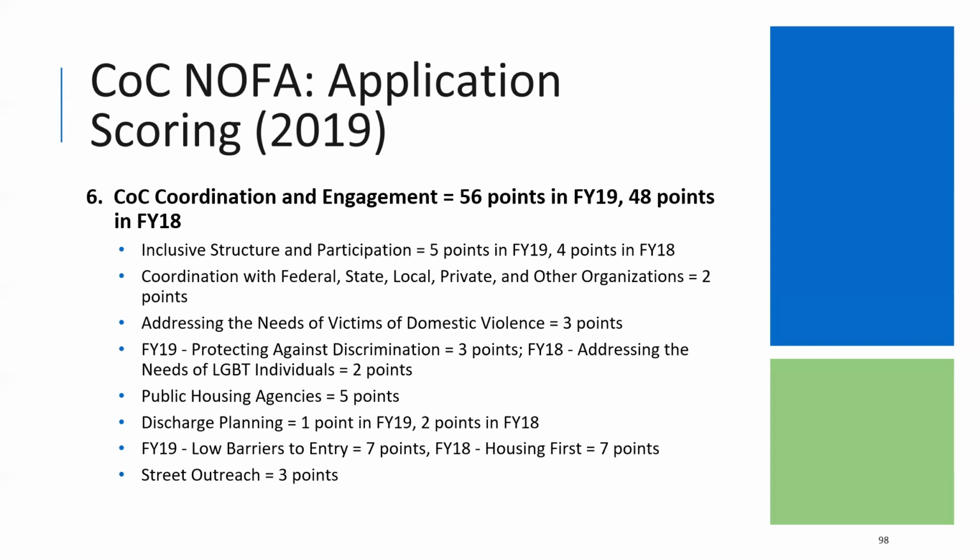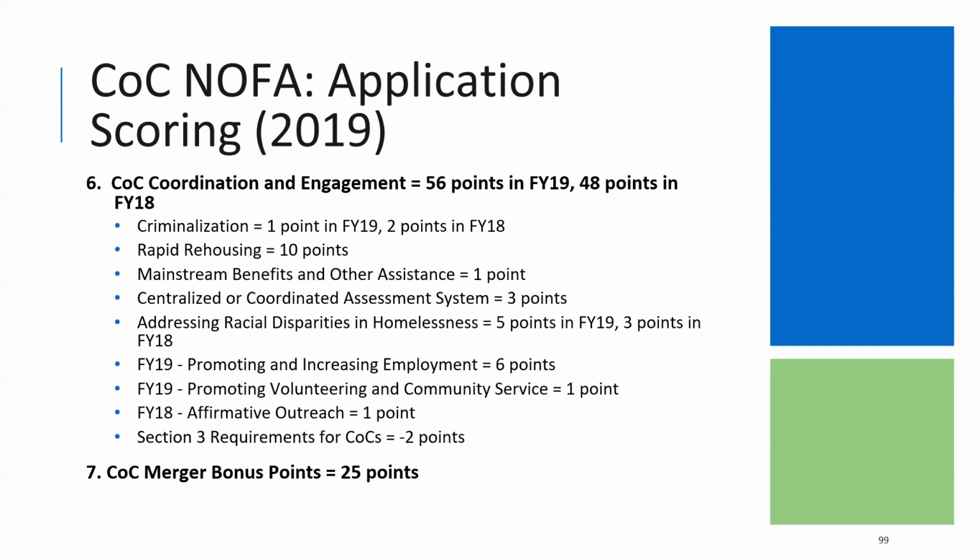So are your projects operating with minimal barriers for folks who need the services? And then also wants to know your street outreach strategy. A few other things that HUD looks at with CoC coordination engagement. Are you working with your local communities to ensure that people experiencing homelessness are not criminalized? Rapid rehousing is specifically looking at, are you increasing your rapid rehousing beds year over year? Mainstream benefits, so how are you connecting folks with mainstream benefits?